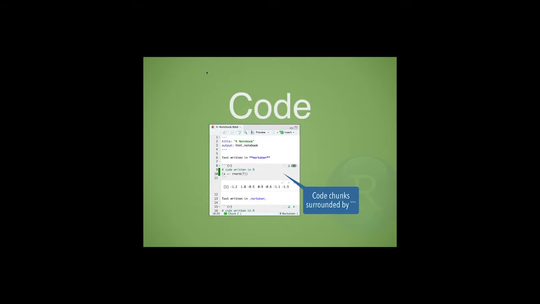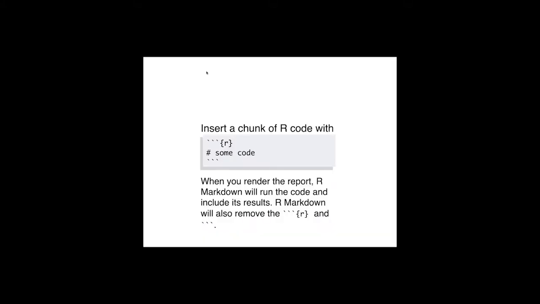All right, code. These are code chunks, surrounded by these backticks, three backticks. This is next to the number one, usually shared with a tilde on your keyboard. Now, hopefully, you've inserted the code chunk using the shortcuts. You can just manually type out three backticks, curly bracket, R, curly bracket, some code, and so on.